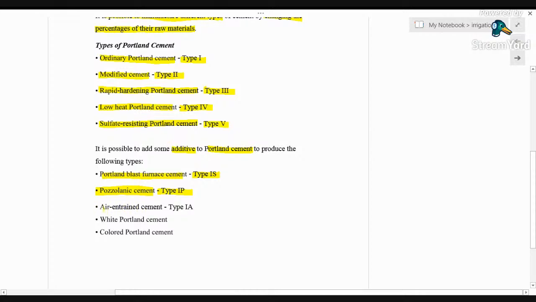Then air entrant cement, which is generally used in the United States, that is type IA. Then white Portland cement and color Portland cement. So these are the different types of cement which we are going to see in our subsequent lectures.